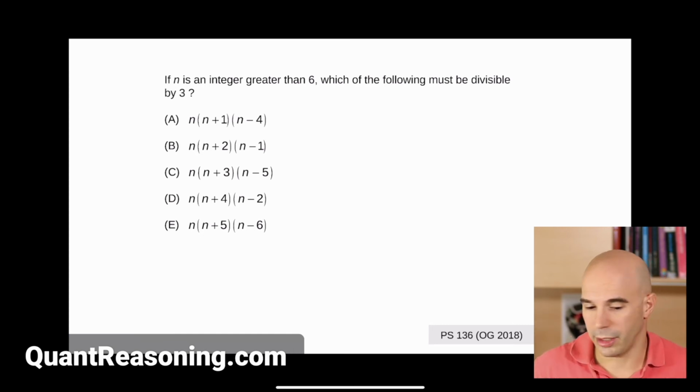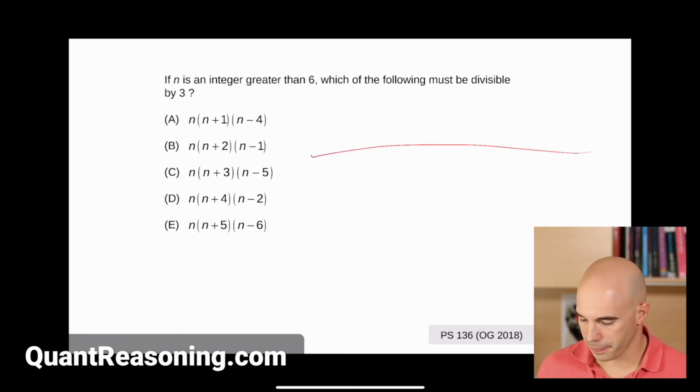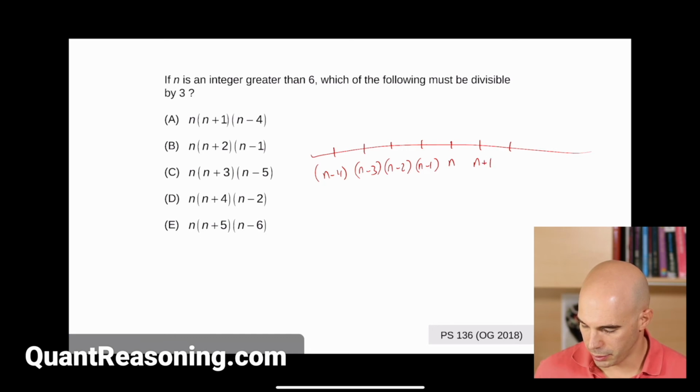And when you draw n minus 4 and n plus 2 on the number line, what you realize is that they are how far apart? Here's n minus 4. Here's n minus 3. Here's n minus 2. Here's n minus 1. Here's n plus 1, and n plus 2. So how far apart are they? 1, 2, 3, 4, 5, 6.